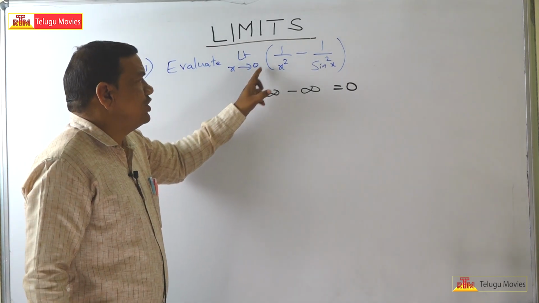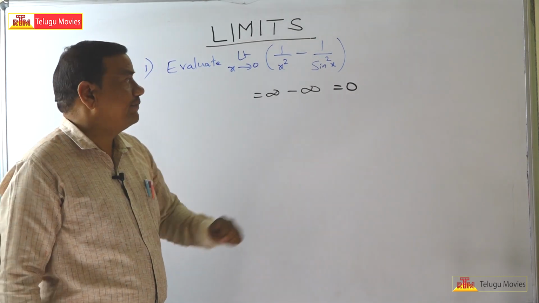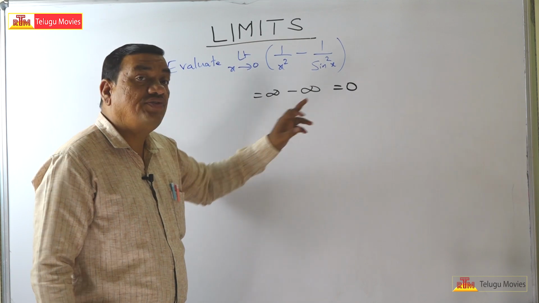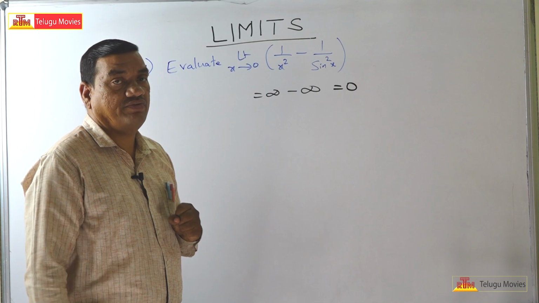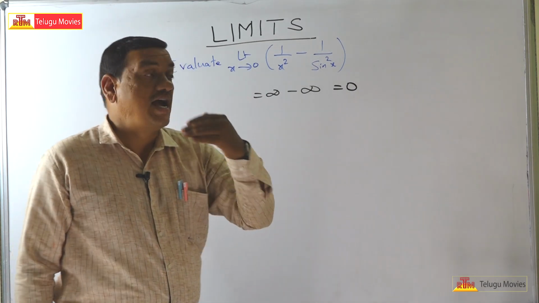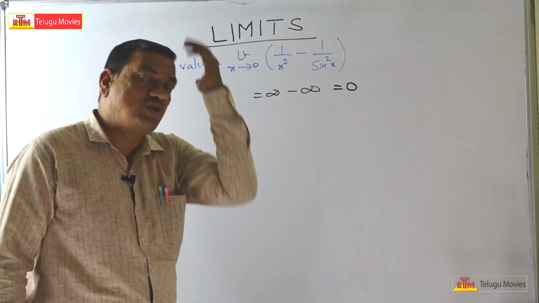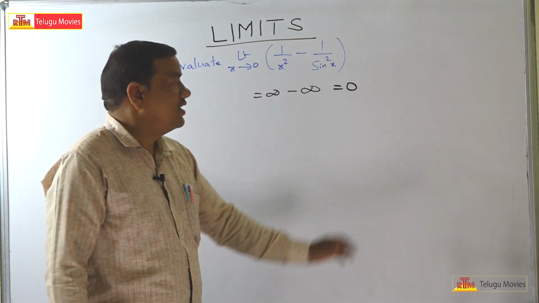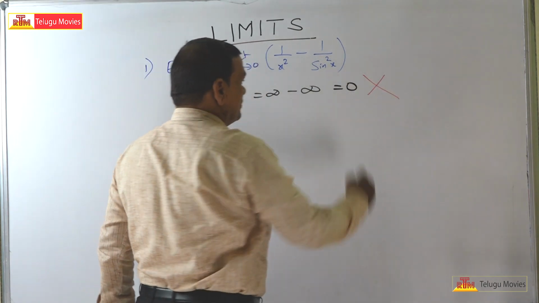As x tends to 0, 1 by x square tends to infinity. The other term also tends to infinity, but these two infinities are not equal. As x approaches 0, 1 by x square goes to infinity, and so does the other, but these two infinities are not equal. That's why this answer is not correct.